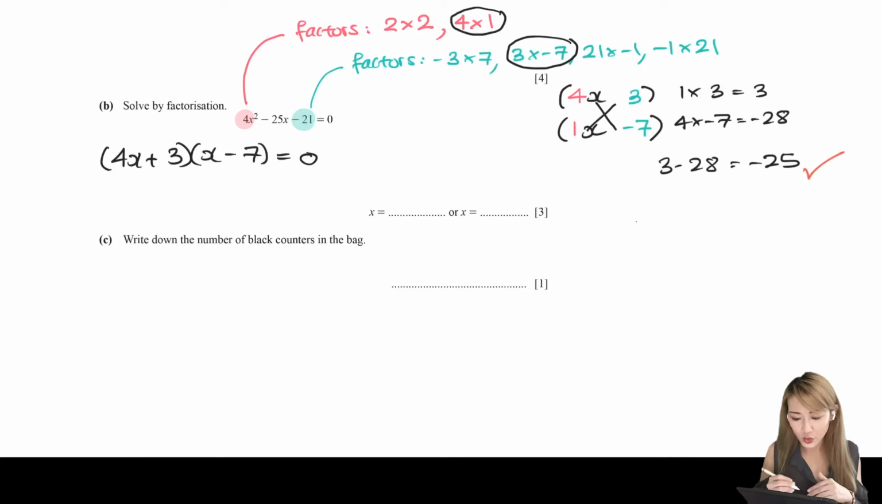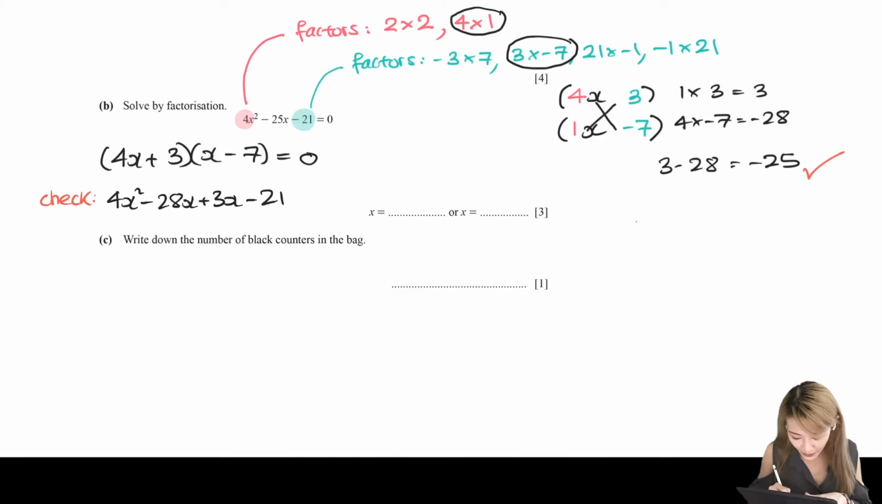And we can check whether this is the correct factorization or not by just simply expanding the brackets. If you expand the brackets and you get the same thing as we are doing right now, that's the same thing. That means that the factorization is correct.